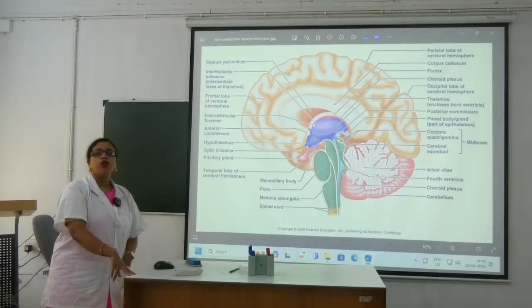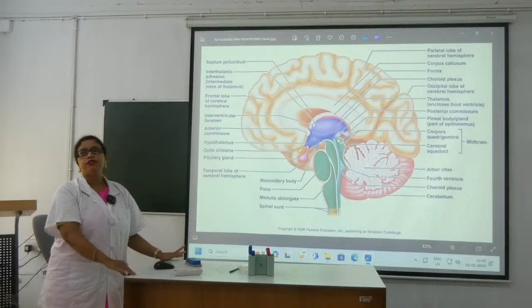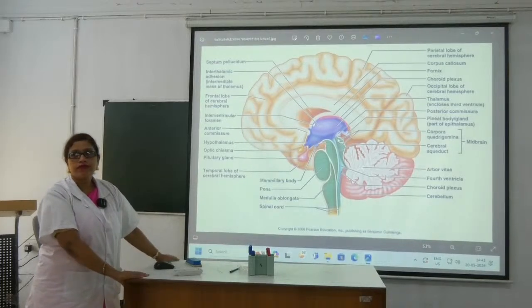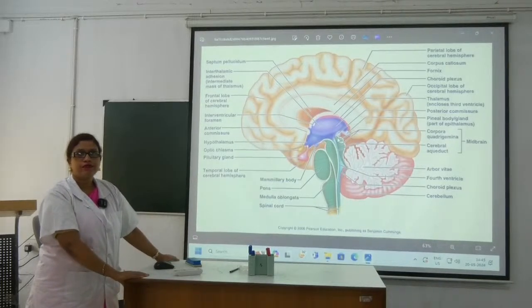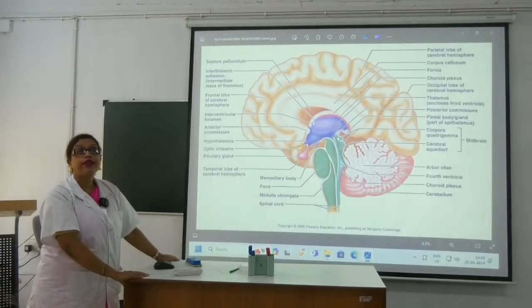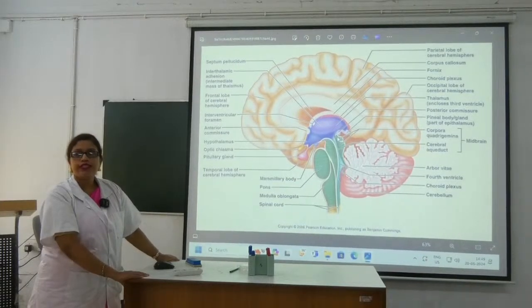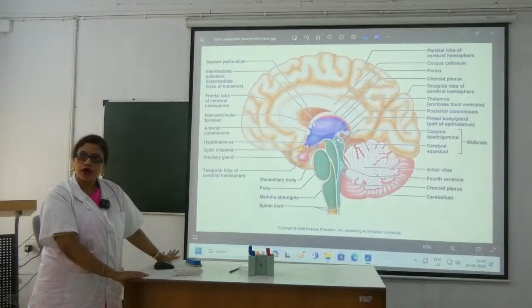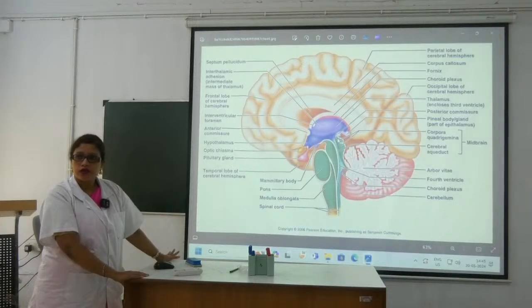Okay. So what is the function of hypothalamus? Already I have discussed. So it is maintaining the circadian rhythm. Okay, so it is acting as a biological clock. So that is the hypothalamus.